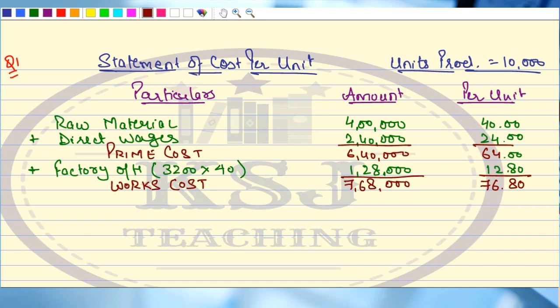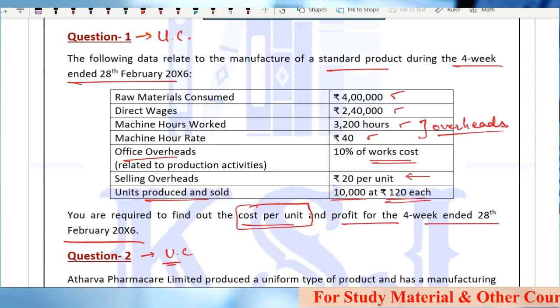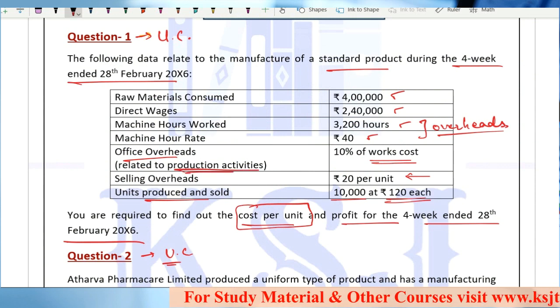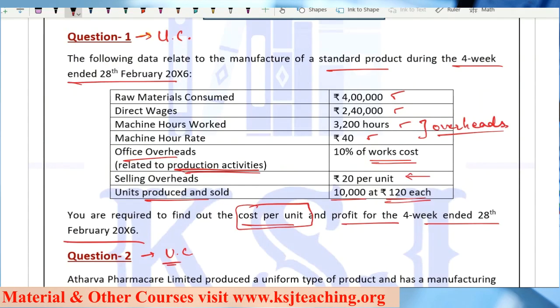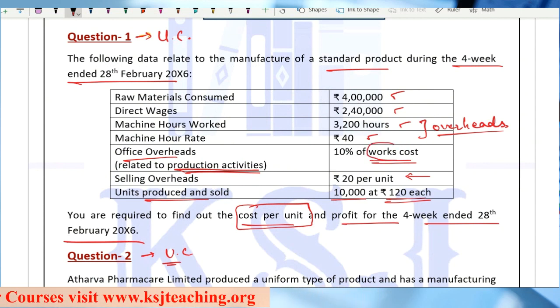Clear? Now the next is office overheads related to production activities. It is 10% of works cost. See, you need to be very careful here. Again I am saying this part.